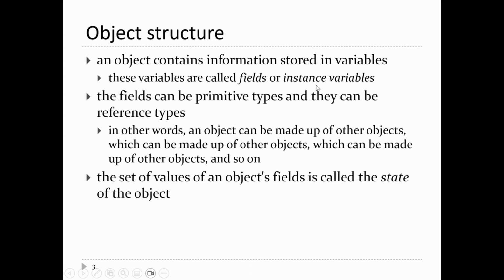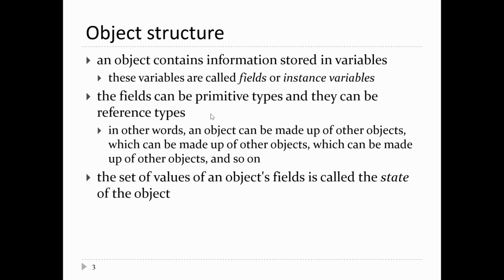So objects store information. They store the information in variables. Every object has its own variables, and those variables are called fields in Java. You might also see the term instance variables, which is just emphasizing the fact that the variable belongs to an instance or an object. The most common term that you'll see in Java is field.